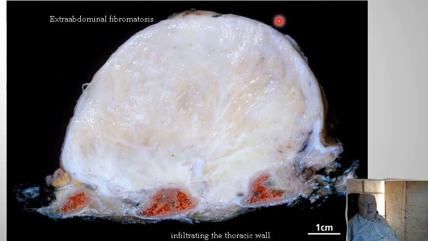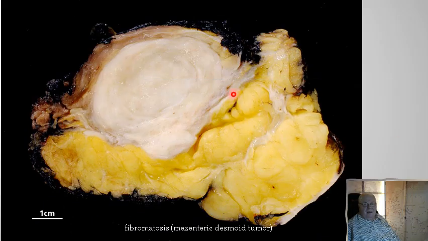Here is such a nodule with infiltration in the muscles of the thorax between the ribs. Here it's in the mesentery. It's not from my case, but it was an identical situation in this image.